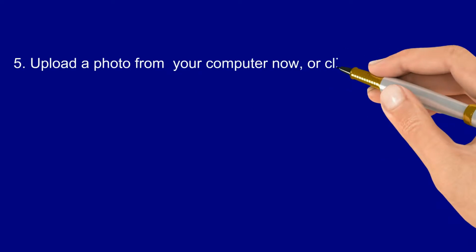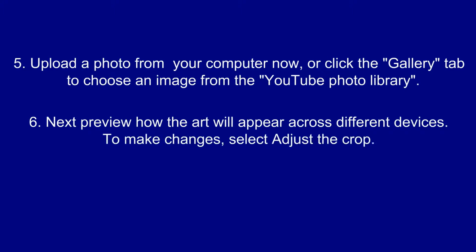5. Upload a photo from your computer now, or click the Gallery tab to choose an image from the YouTube photo library. 6. Next, preview how the art will appear across different devices. To make changes, select Adjust the crop. 7. Next, click on Select button to confirm. And that's it. Follow the full guide now for how to create, find, add or change YouTube channel art.